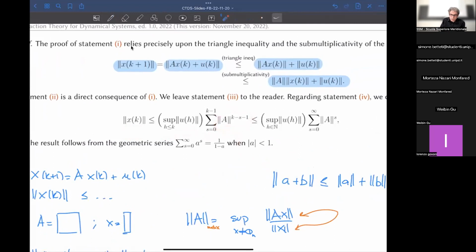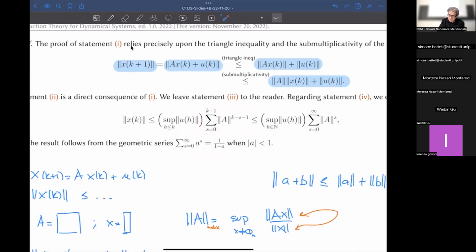I want to remind you that there is something called the geometric series. The geometric series says that the sum of a to the k, where a is a scalar less than 1 in magnitude, is equal to 1 over 1 minus a. So that's the geometric series. It's well known. And so now here I have a sum.